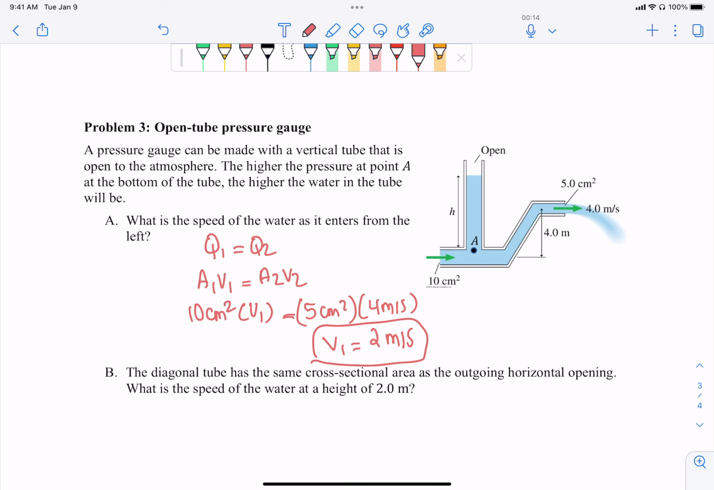And that makes sense, because just imagine a hose again, or blood with an artery. If I tighten this up, where I go from 10 to 5 centimeters squared, I decrease the cross-sectional area, I squeeze it, I narrow the opening, then my speed will increase. That makes sense for part A. Any questions at all?